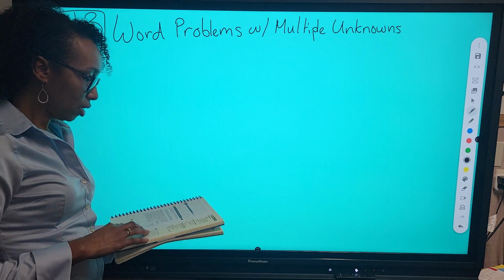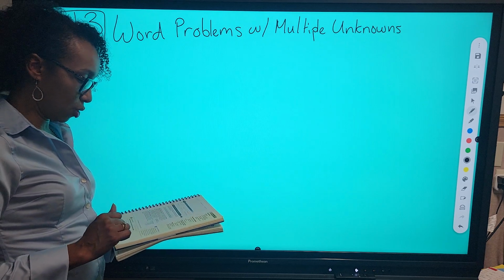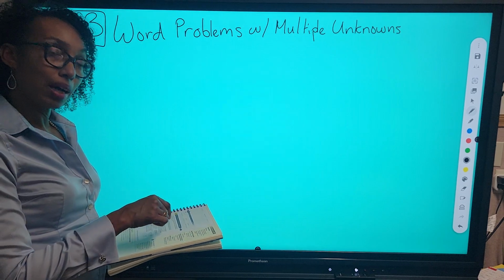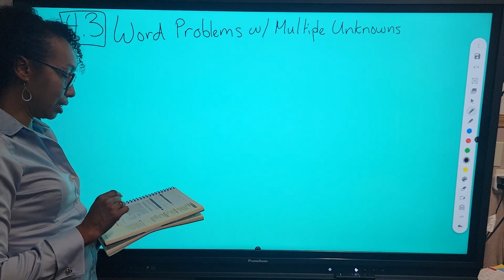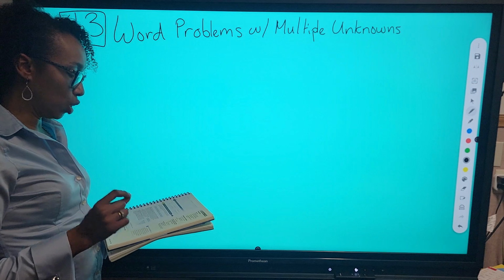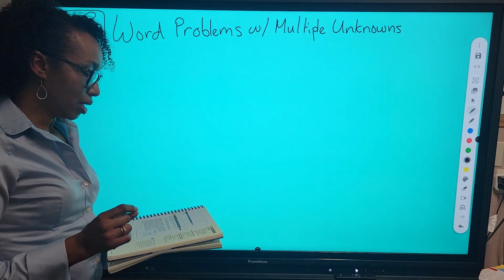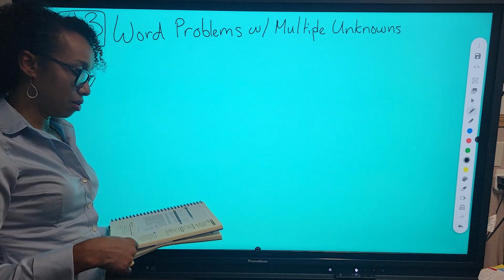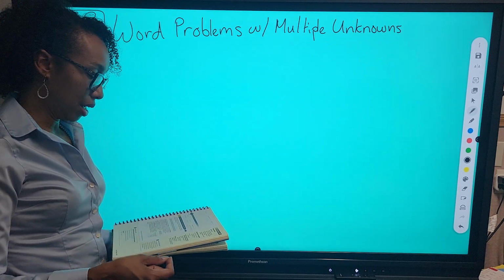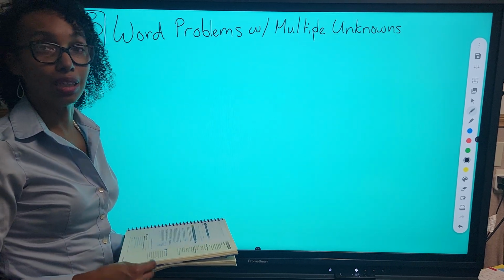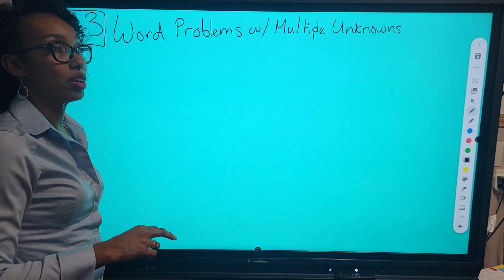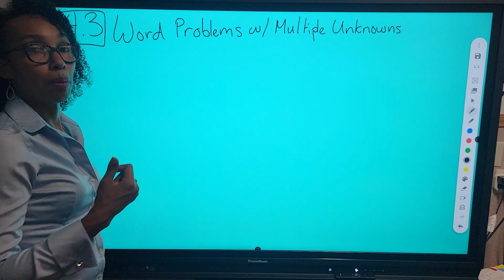So first on page 149, they have a little blue text box, and in that text box it says, a bus has a total of 40 passengers. If there are 6 more boys than girls on the bus, find the number of girls and the number of boys riding on the bus. So I hear that they want us to find 2 things. They want us to figure out how many boys are on the bus and how many girls are on the bus.